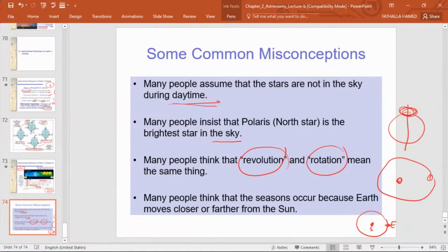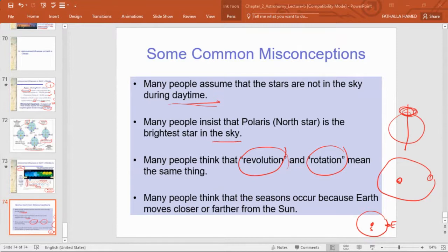Are there any questions on chapter number 2? Well, the meaning of precession in Arabic, you can say tawaf. You can have it in this meaning here.